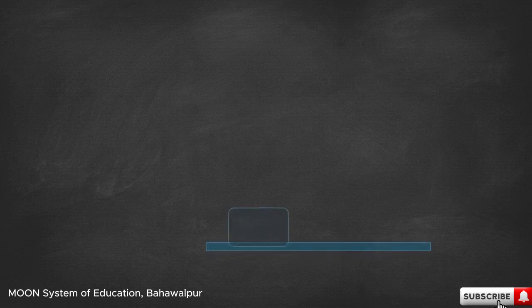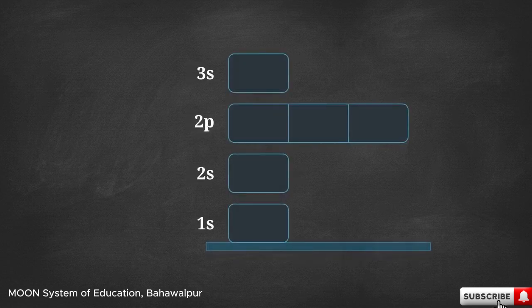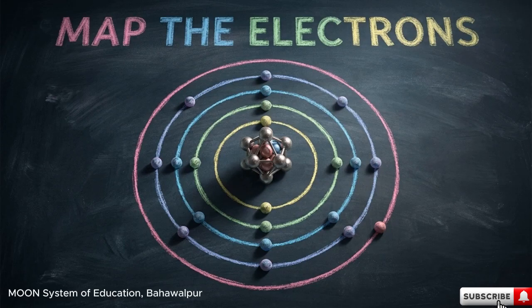Think of an atom as a strictly managed high-rise apartment building. Electrons are incoming tenants needing a place to stay, but they can't pick any room. Their placement is dictated by 3 fundamental laws of physics. Master these 3 rules, and you can accurately map how electrons are distributed around the nucleus.